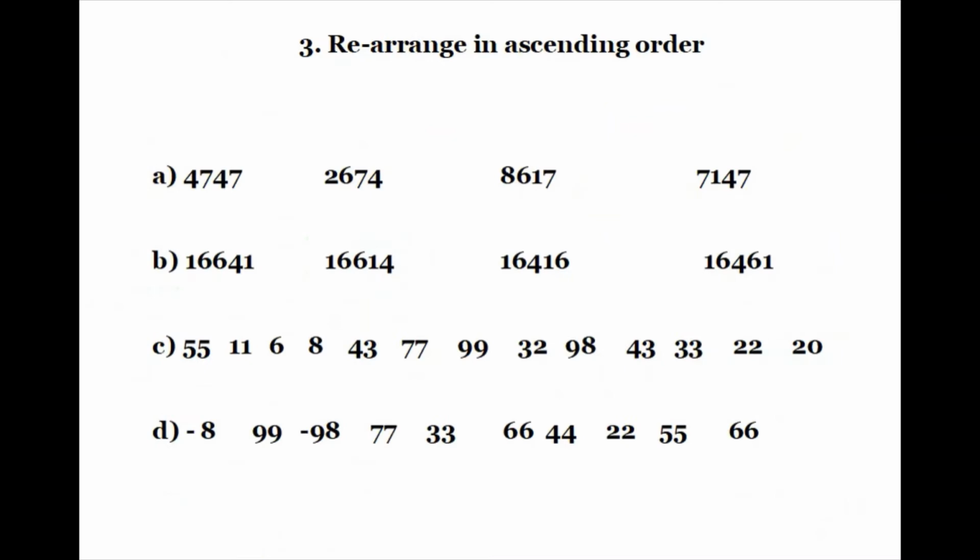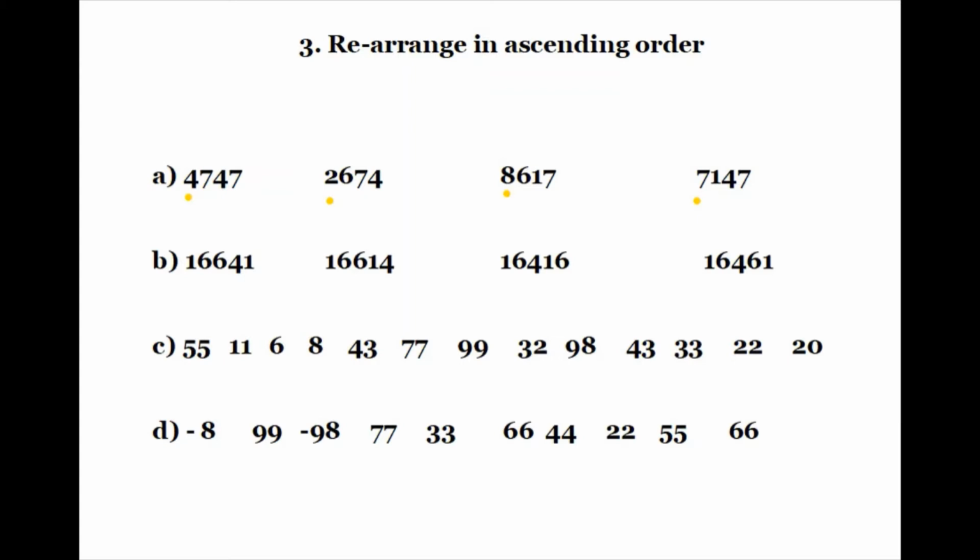In this case, our first step is to count the number of digits, and in 3a we can see that all the numbers have 4 digits. So we move to step 2, where we compare the first digit: 4, 2, 8, 7. Because all the first digits are different, we don't need to check the following numbers.